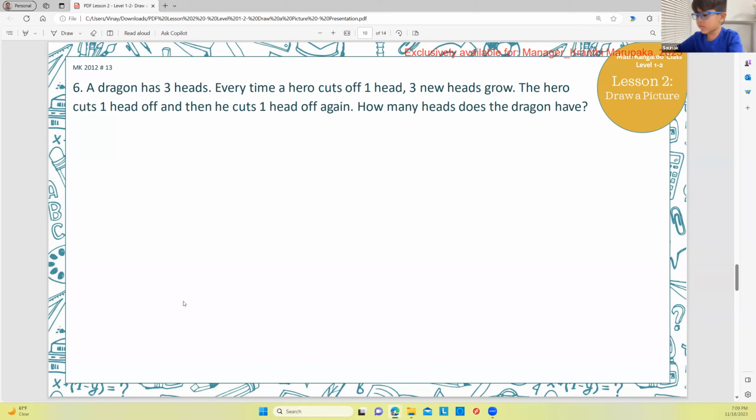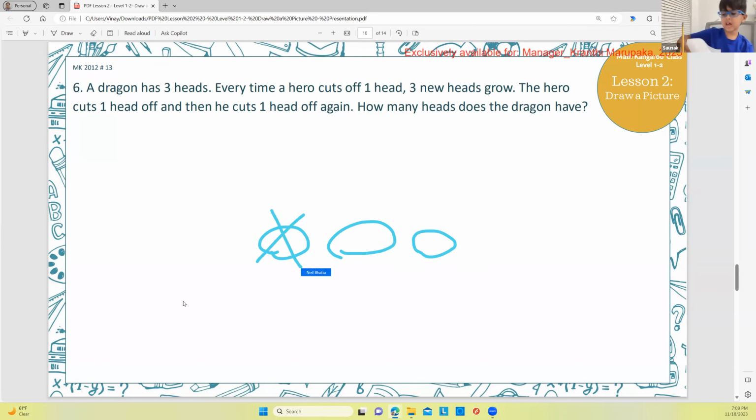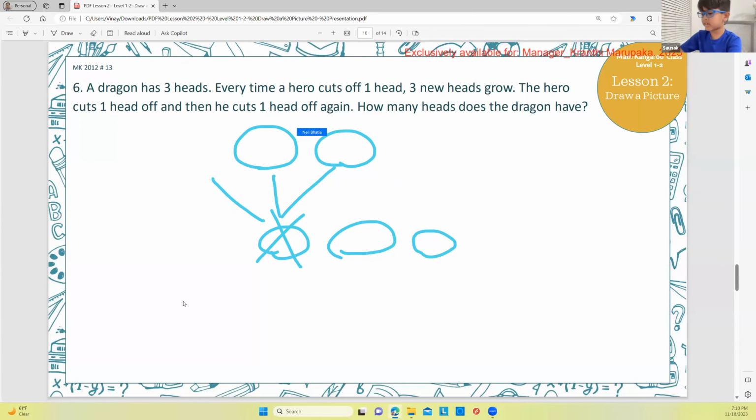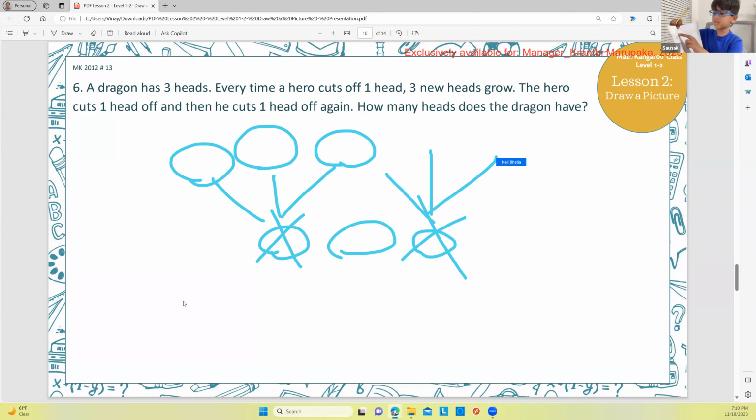So you cross out 1, and for that another 3 grow. And 2 plus 3 equals 5. So then the hero cuts off another 1. So that would equal another 3. And we already have 4. So 4 plus 3 equals 7. So that would mean there would be 7 heads. Yes, so that's the right answer.